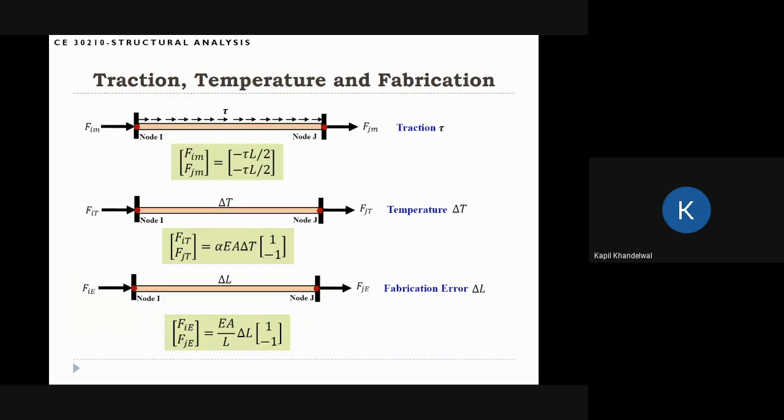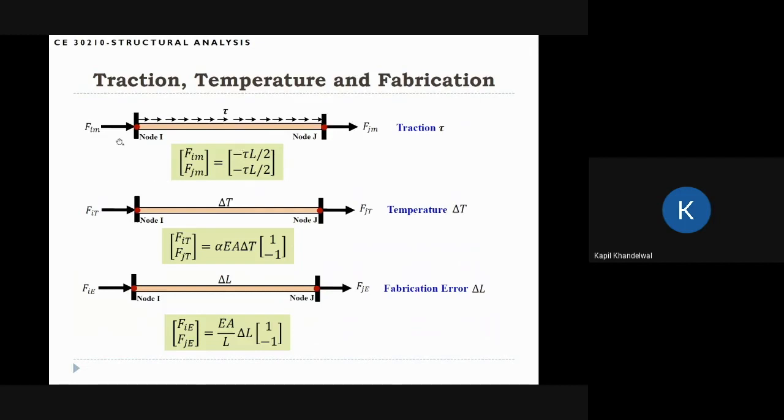And we showed that the fixed end support reactions are FIM and FJM. So FIM is the force at the node I, and FJM is the force at the node J. And these are the numbers. So minus tau L by 2 and minus tau L by 2. So what is happening? Tau L is the total force on this element. I'm assuming that the length of the element is L. So half of the force is going here and half of the force is going here. So this is very straightforward.